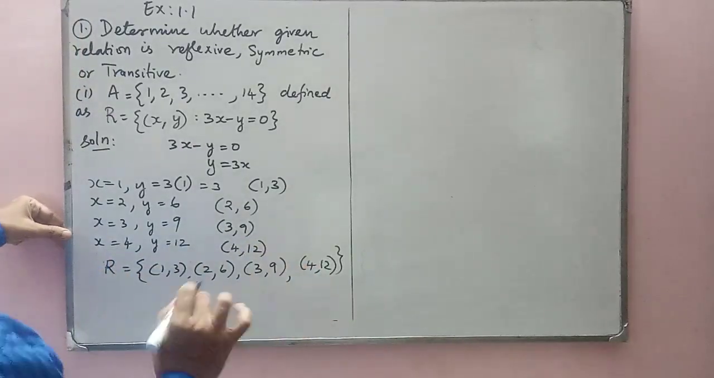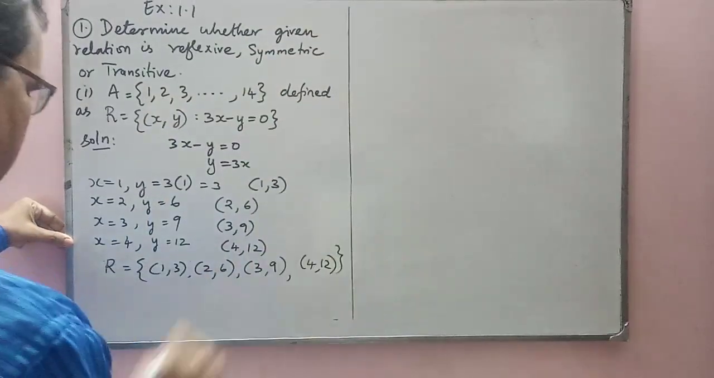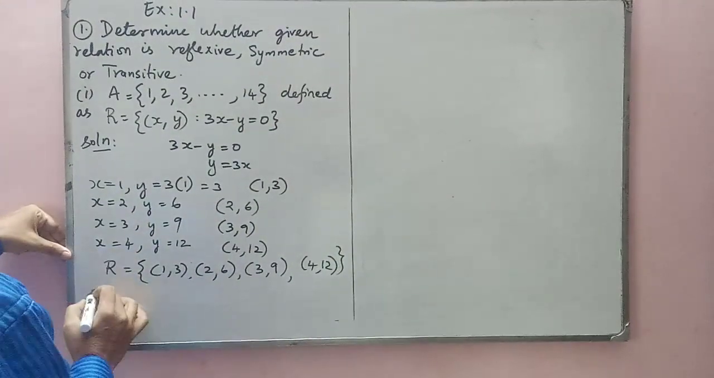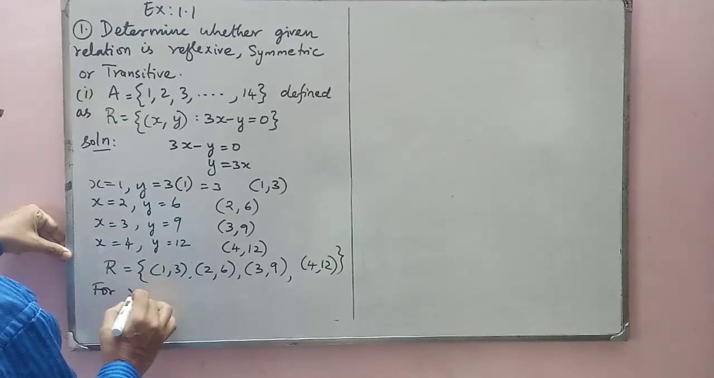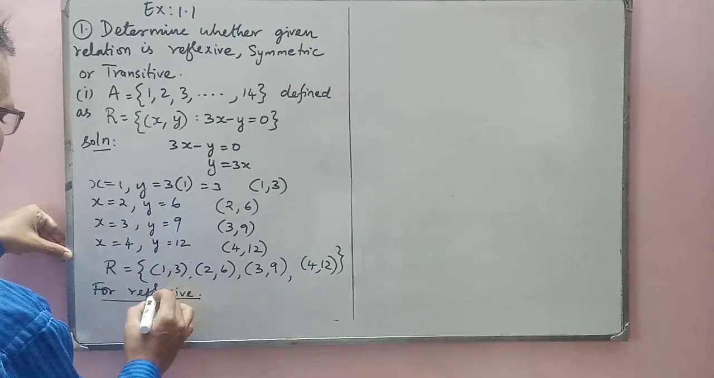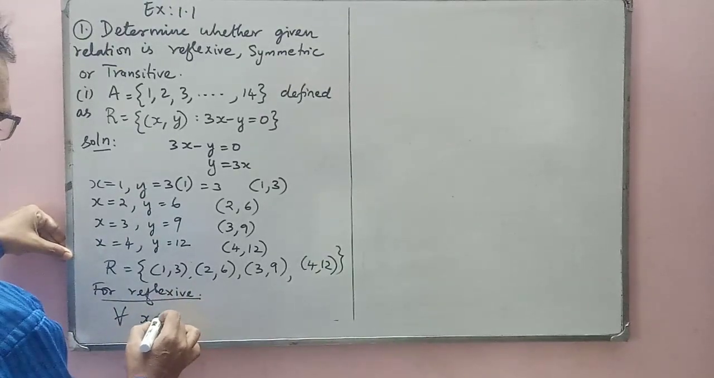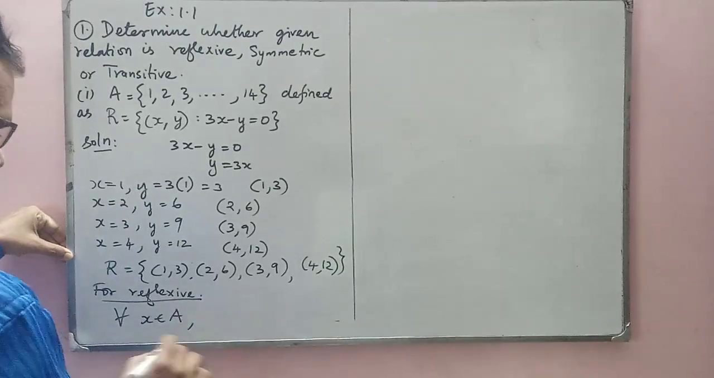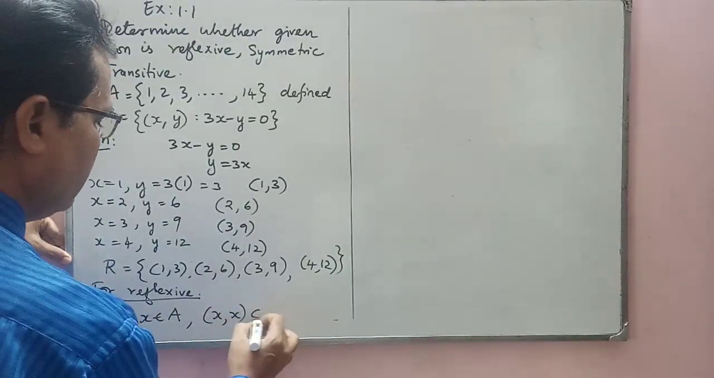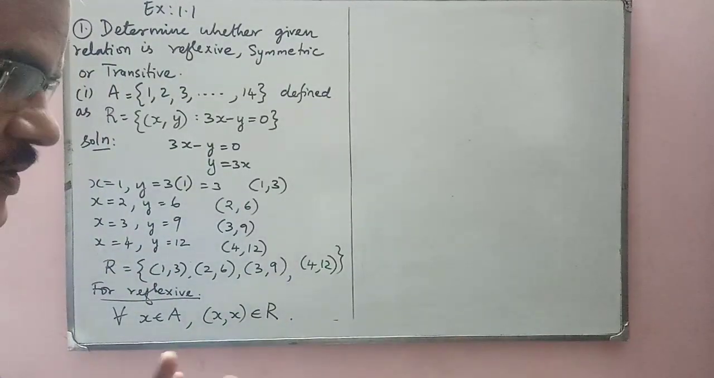On seeing this, you have to decide whether this relation is reflexive, symmetric, or transitive. What is the first? We'll check reflexive. What is the rule for reflexive? For reflexive, we know that for every x belonging to A, x comma x should be there in your relation. Then you can say it is reflexive. Otherwise, it is not reflexive.